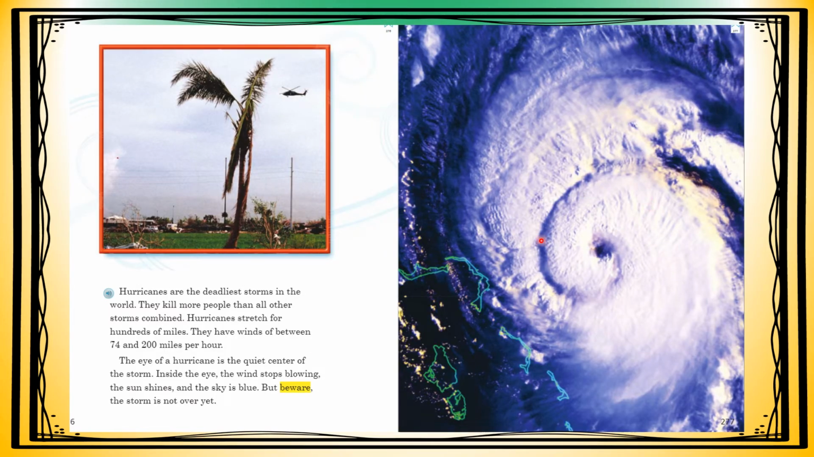Wonder what this is. Hurricanes are the deadliest storms in the world. They kill more people than all other storms combined. Hurricanes stretch for hundreds of miles. They have winds between 74 and 200 miles per hour. The eye of a hurricane is the quiet center of the storm. Inside the eye, the wind stops blowing, the sun shines, and the sky is blue. But beware, the storm is not over yet.